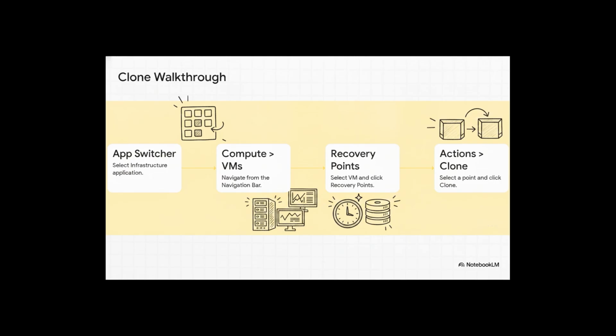The standard operational path requires you to first open the application switcher and select the infrastructure application. From the navigation bar, you just go down to Compute and then select VMs. Once you click on your target VM, you navigate over to its Recovery Points tab. From there, you simply select the specific point in time you want, click Actions, and then click Clone. It's a super straightforward path, but the exam isn't going to test you on just clicking buttons. It's going to test you on what happens next.